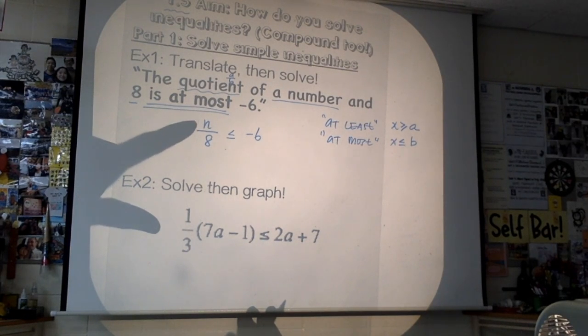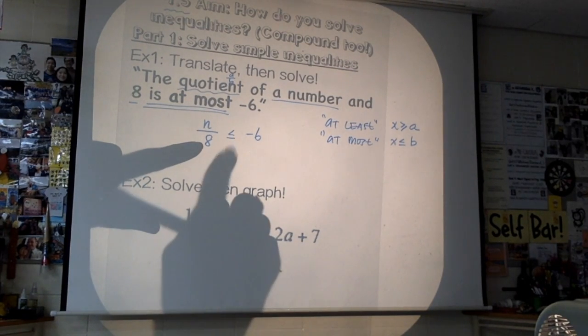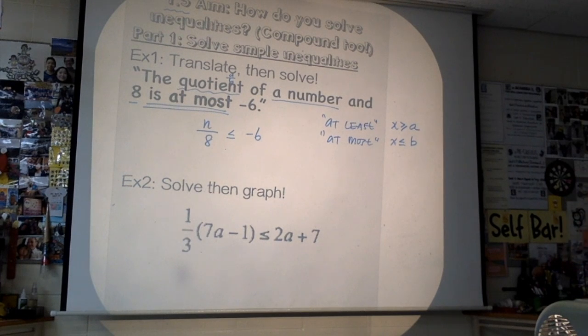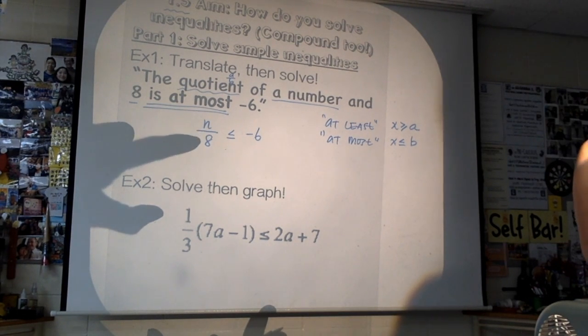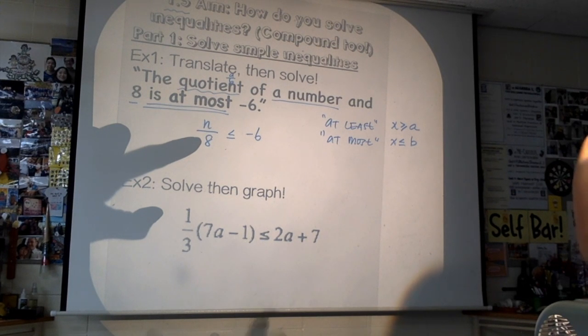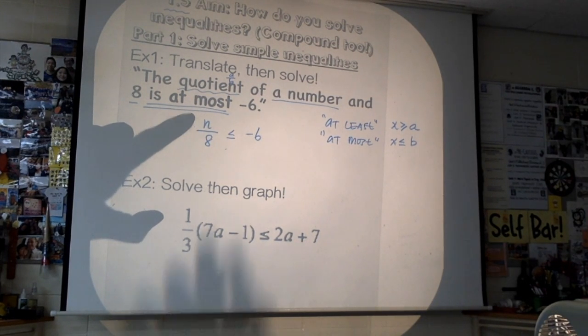This means when you divide n by 8, it better be less than or equal to -6. So give me a value that works. So we have to divide this, right? If we're talking about integers only, maybe it's going to be -56 here, because -56 divided by 8 is -7, which is actually valid here.